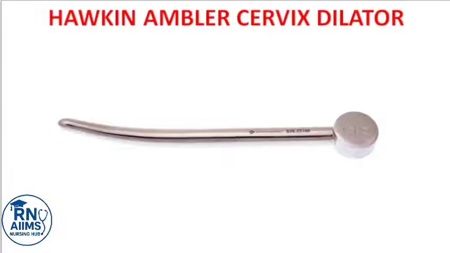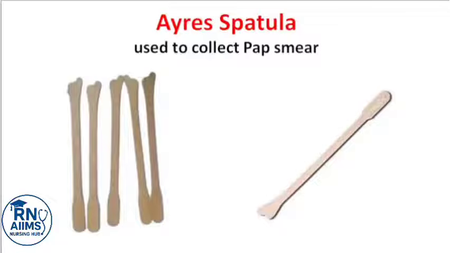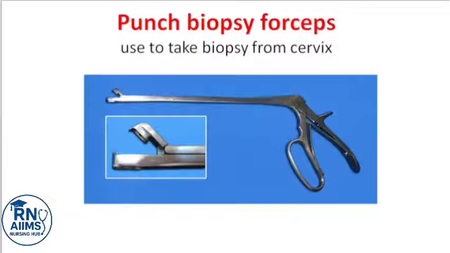Hawkin-Ambler cervix dilator. Ayre spatula, used to collect a pap smear. Punch biopsy forceps, used to take a biopsy from the cervix.